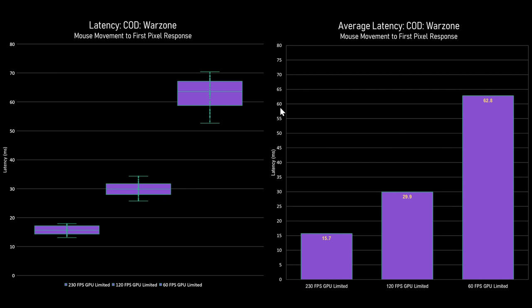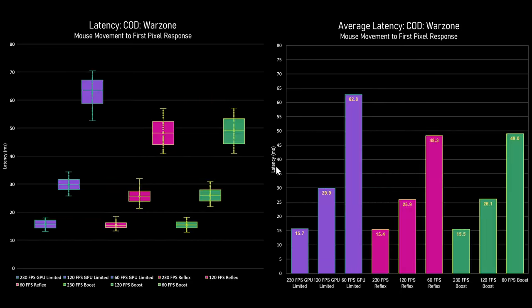I'll now add in Reflex and Reflex Boost. These two measure essentially identically. There's no improvement at 230fps, but Reflex does drop lag slightly at 120fps, around 3 milliseconds better, and it does a fantastic job at 60fps, saving about 14.5 milliseconds of lag. Oddly though, Reflex isn't helping Warzone as much as it was with Destiny 2.